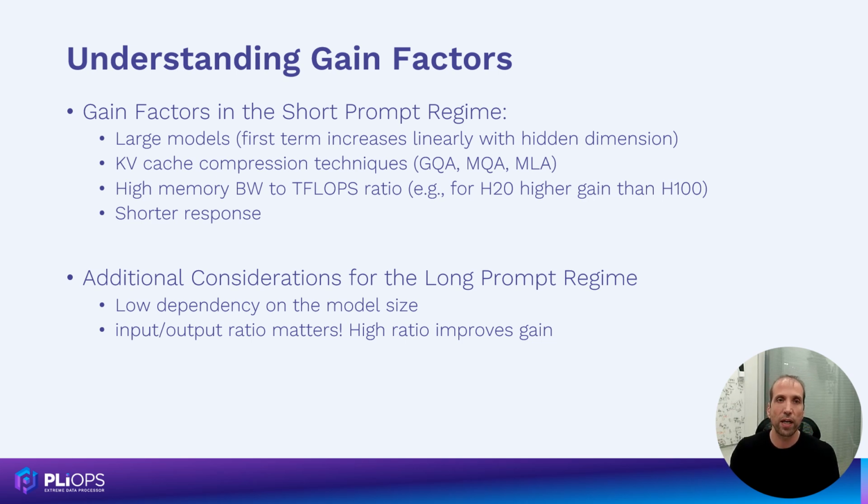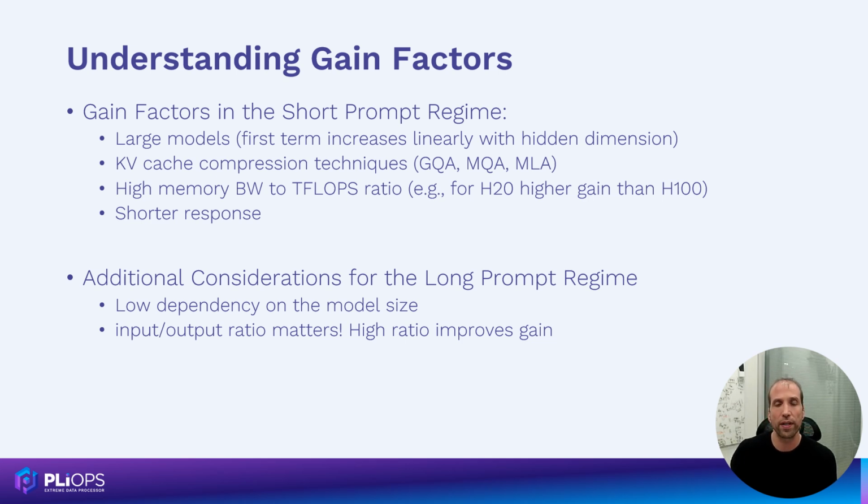Third thing that we like is a high memory bandwidth to teraflop ratio. For example, let's take the H20 GPU. You see there that this ratio is much higher than the H100, for example. So it's good for us. Our gain there is expected to be higher. And lastly, we would like a shorter response, because for a larger response, the gain is somewhat smaller.